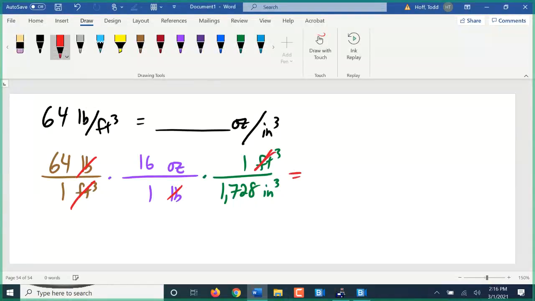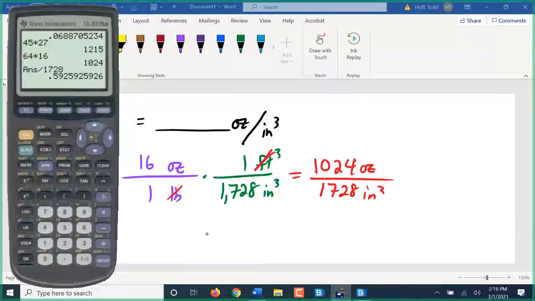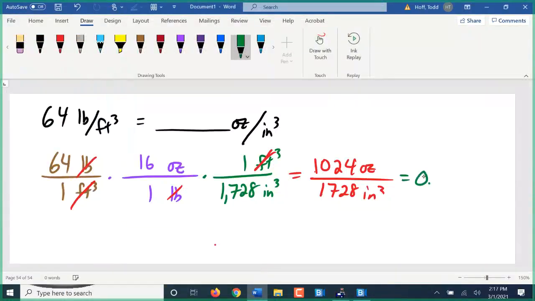Gone. On top, we've got 64 times 16. I believe that is 1,024 ounces. On bottom, 1 times 1,728 is 1,728 cubic inches. Divide that out, we get 0.593 ounces. A little bit more than half an ounce per cubic inch.